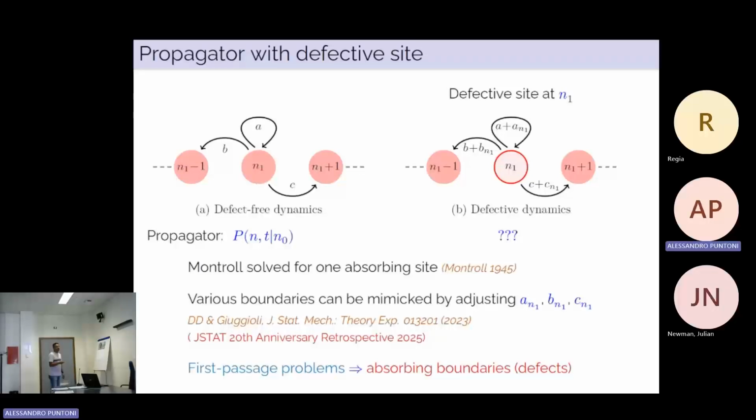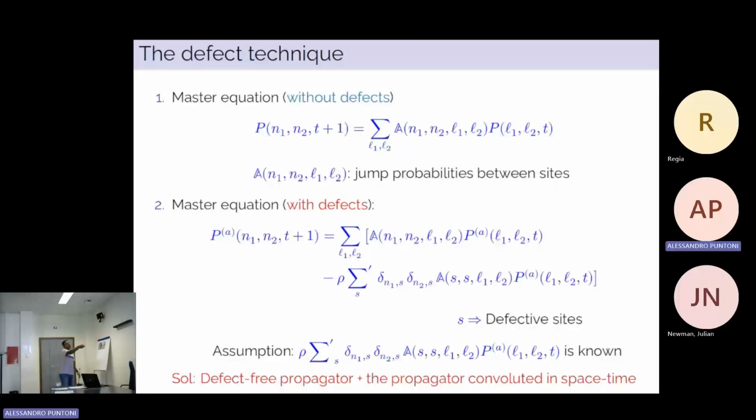So what you do is write your master equation in the defect-free case, and then you write your master equation with the defect, where you see there is a leakage in probability. Basically, it tells you that when you are on the defective side, there is a leakage in probability. But what is important is that you still have a linear master equation. So you can write the solution of this problem as the defect-free propagator convoluted in space and time.